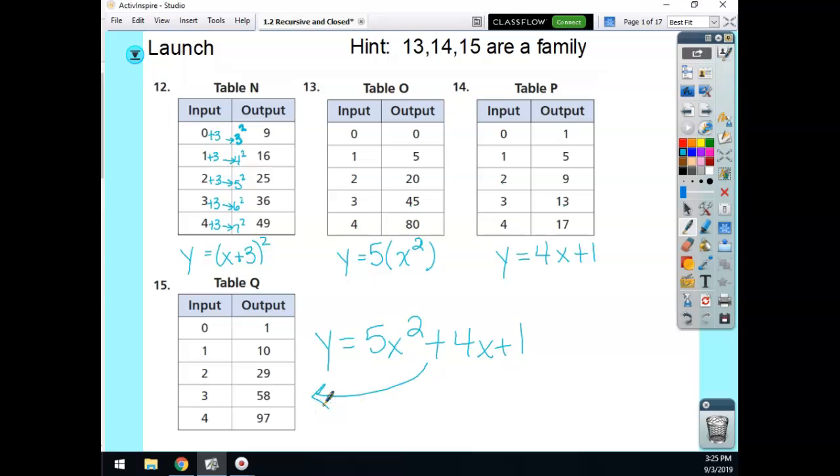And if you were to plug in all of these, 5 times 0 squared is 0, so 5 times 0 is 0, 4 times 0 is 0, 0 plus 1 is 1. And if we did the same thing here, 1 squared is 1, 5 times 1 is 5, 4 times 1 is 4, so 5 plus 4 plus 1, 5 plus 4 is 9, 9 plus 1 is 10, and you could do that for the whole table. This function will work as an equation for each one of these inputs on that table.